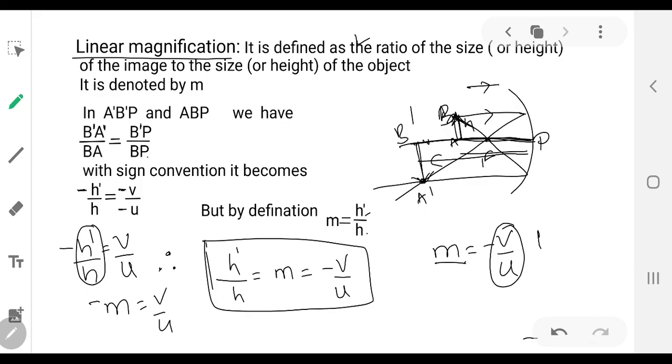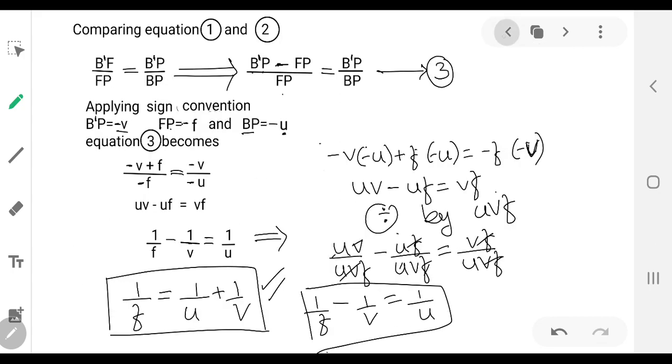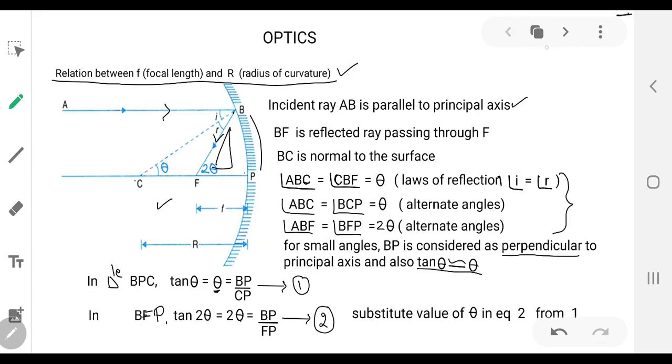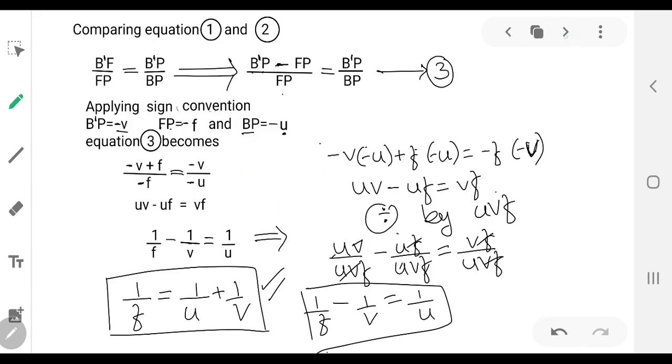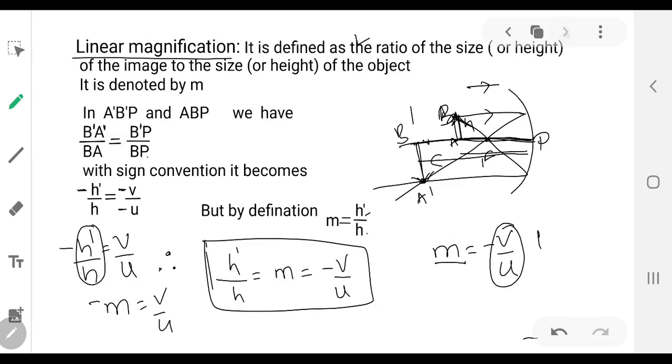So this is our today's discussion, where we have discussed the relation between F and R and the mirror equation, and also the linear magnification. So go through the video again and again and try to understand the concept.